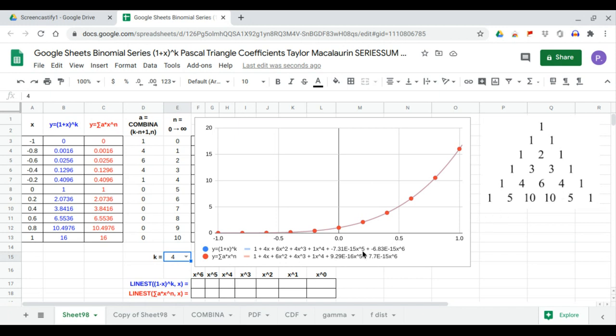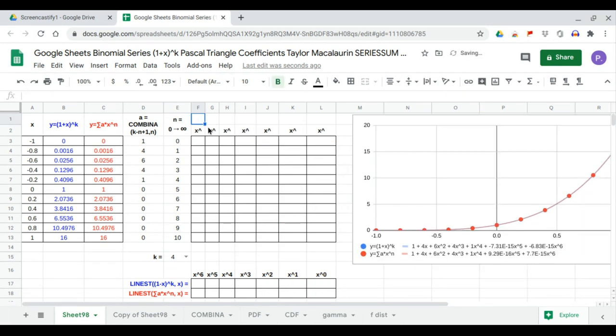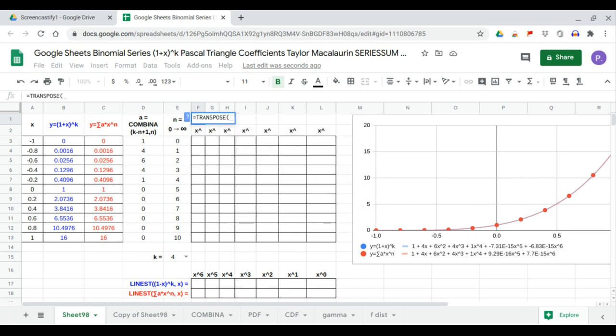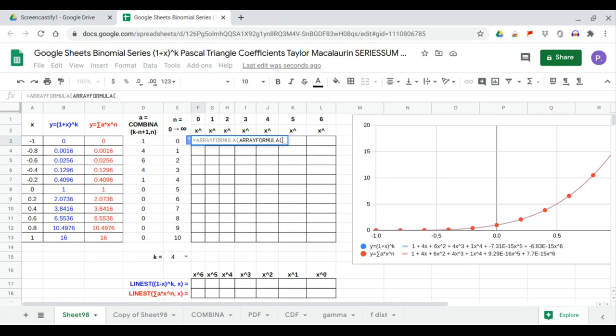We'll calculate these regression coefficients using LINEST polynomial regression. To do that, we will complete the 1 comma x matrix. So here we have the power, which is transpose from 0 to 6. Now that we have the power, we can enter the 1 comma x matrix. So array formula of the x values raised to the power 0 to 6.